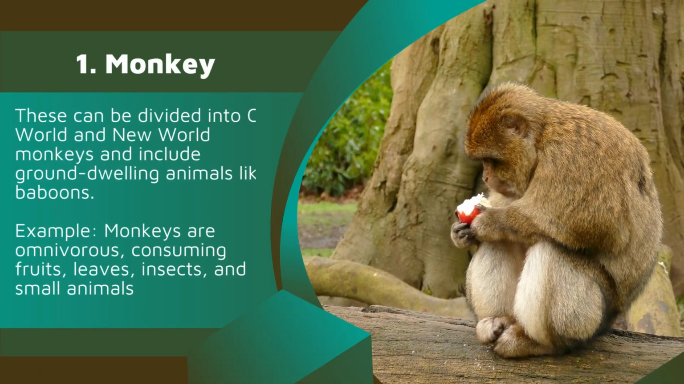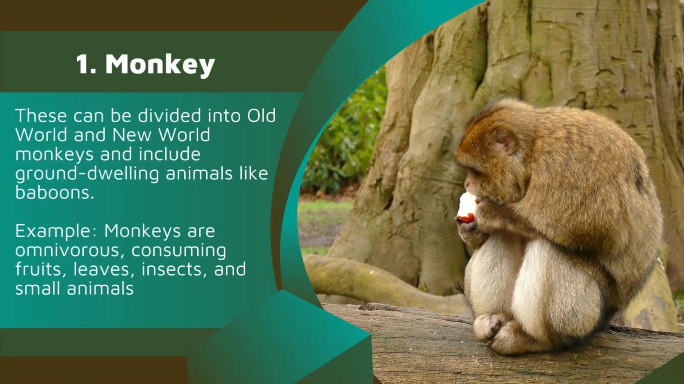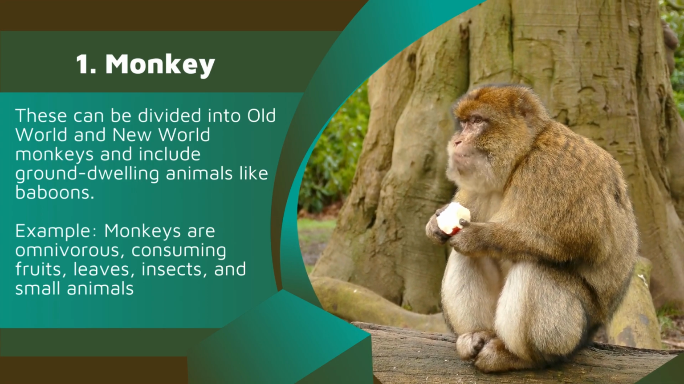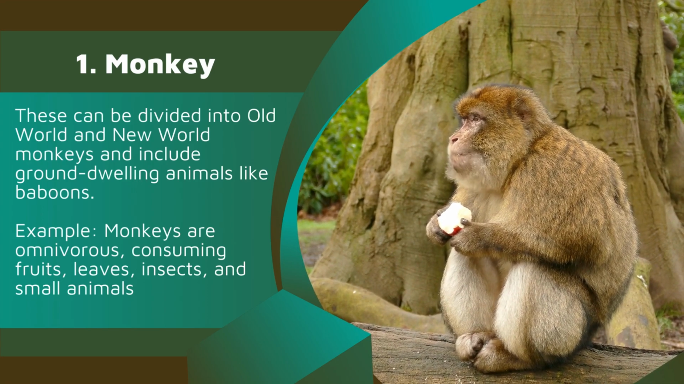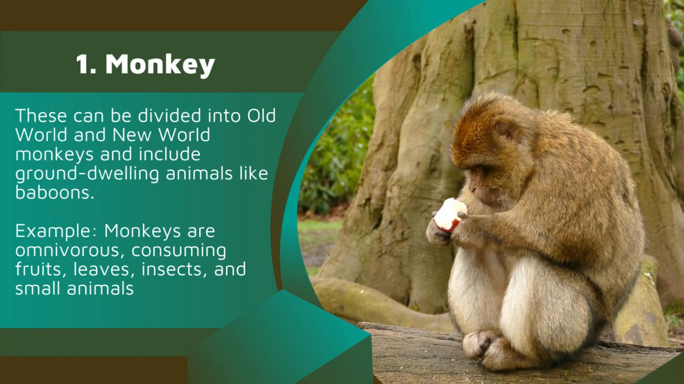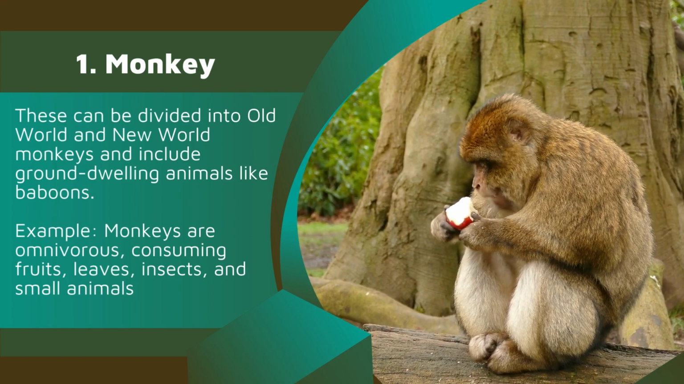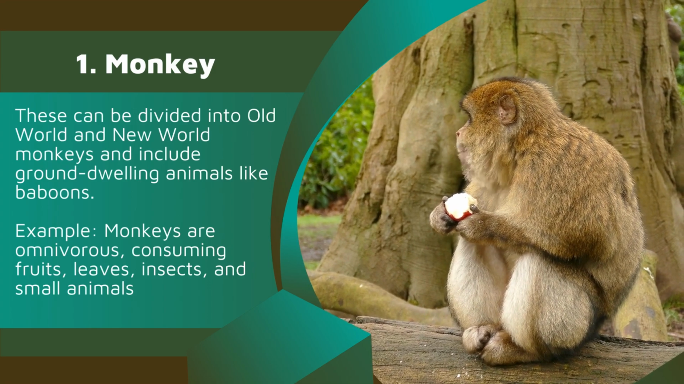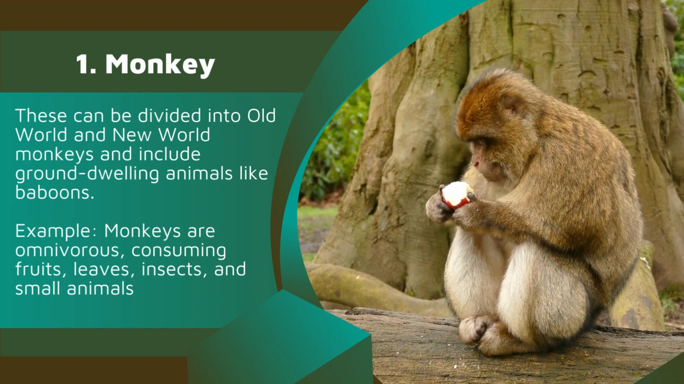1. Monkey. These can be divided into Old World and New World monkeys and include ground-dwelling animals like baboons. Example. Monkeys are omnivorous, consuming fruits, leaves, insects, and small animals.